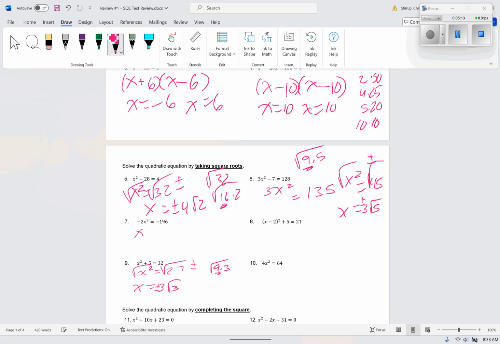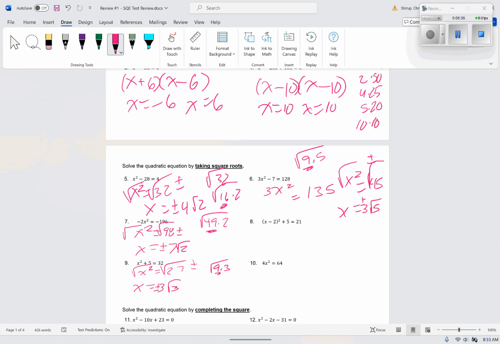Divide each side by -2 first. So 196 divided by 2 is 98. And it's positive because of negative divided by negative. Root. And so don't forget the plus minus. So root 98 is 49 times 2. Square root of 49 is 7. So plus or minus 7 root 2.